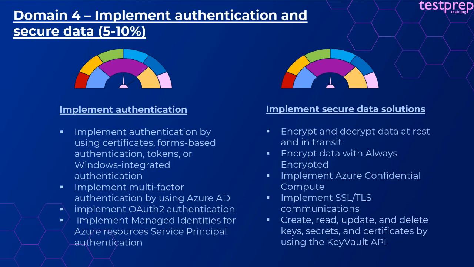Second, implement secure data solutions. It is divided into 5 parts. 1. Encrypt and decrypt data at rest and in transit. 2. Encrypt data with always encrypted. 3. Implement Azure Confidential Compute. 4. Implement SSL or TLS communications. 5. Create, read, update, and delete keys, secrets, and certificates by using the Key Vault API.